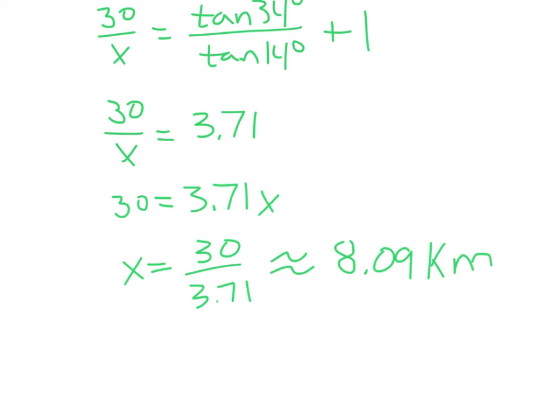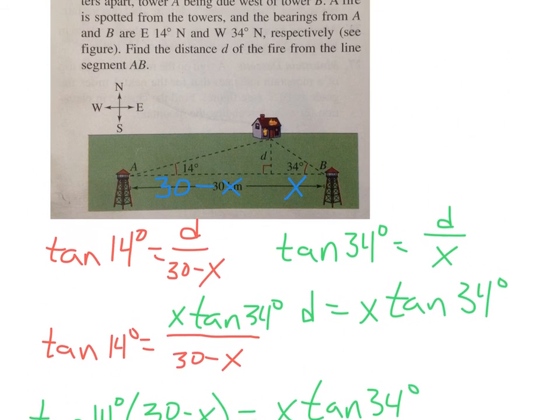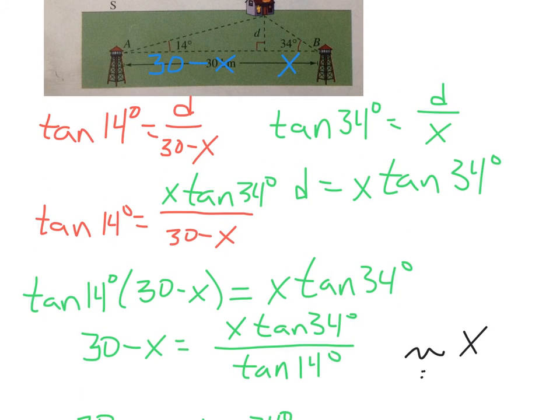So let's go back up to the top here. All we did was find x. But the problem wants us to find d, okay? So just be careful, don't get ahead of yourself. But we have a nice easy equation here. d equals x times tangent of 34, and we just solve for x. So let's go down there, and we can figure out what d is.